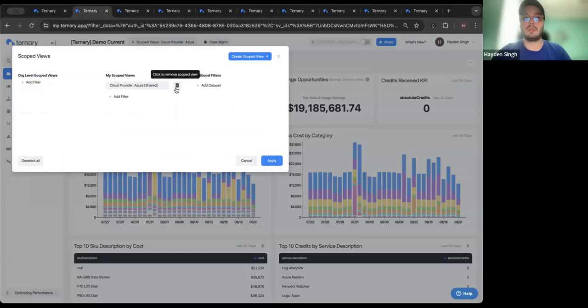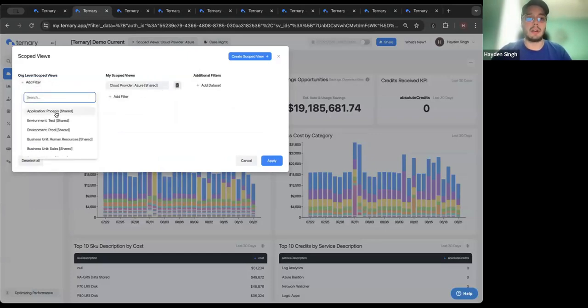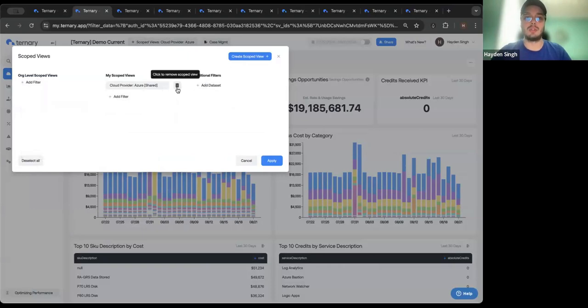Now, this can be built off of anything coming in that specific billing file. So maybe we want to build it off a tag that you're leveraging today, or maybe a specific environment that you folks are leveraging, or an application. And we can build out all of these different types of scoped views for you, or you can work to build those out and create them on the fly as it pertains to what's relevant to that individual.